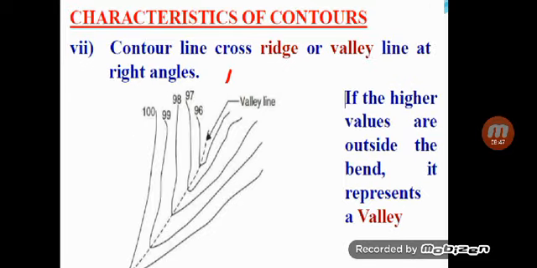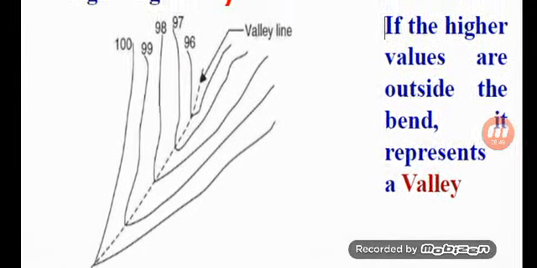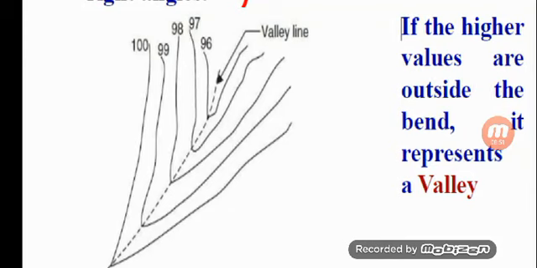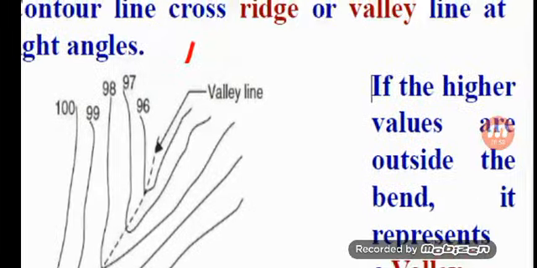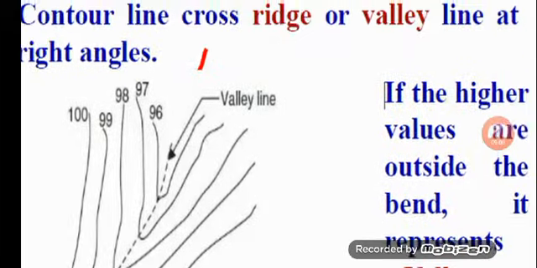Similarly, if higher values are outside the bend, that is, you can see 100 is outside and 96 is inside, and it forms a V-shaped pattern. It represents a valley.